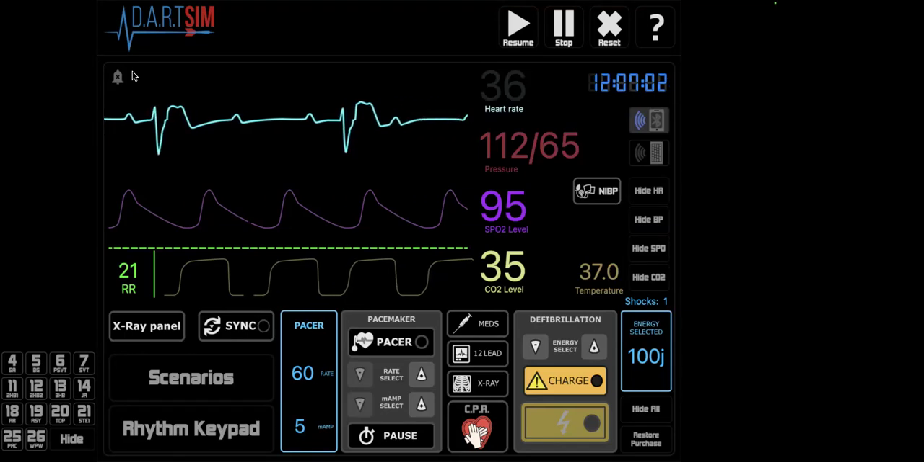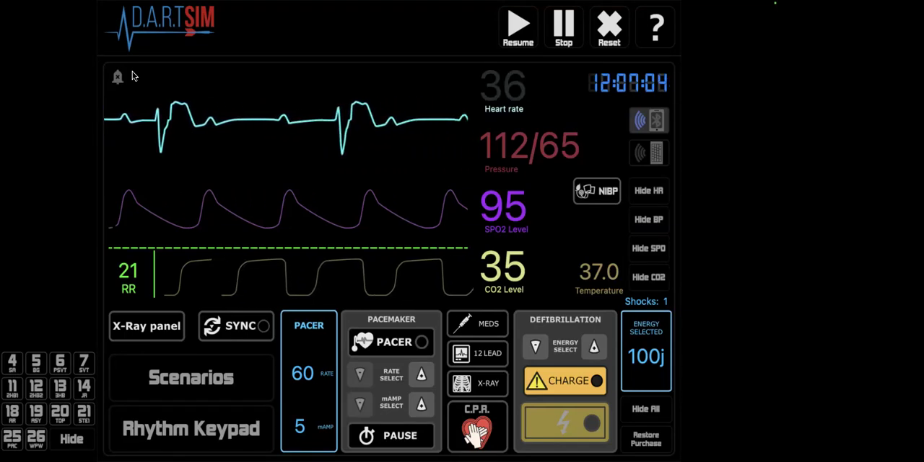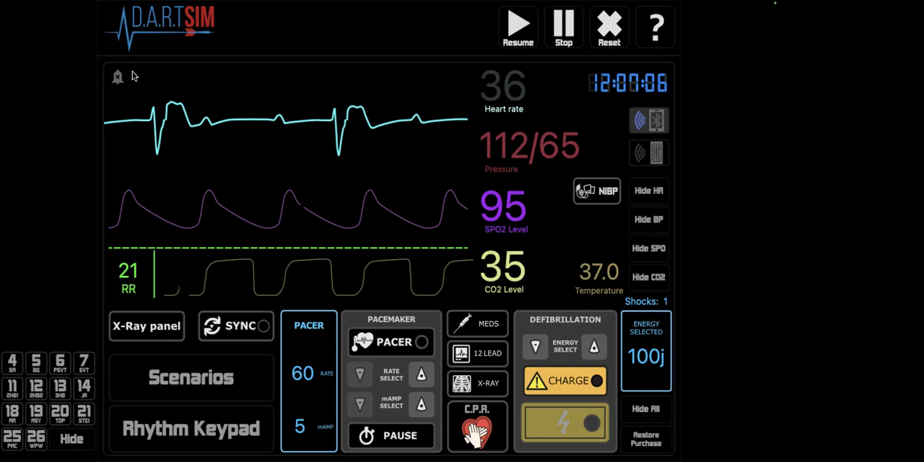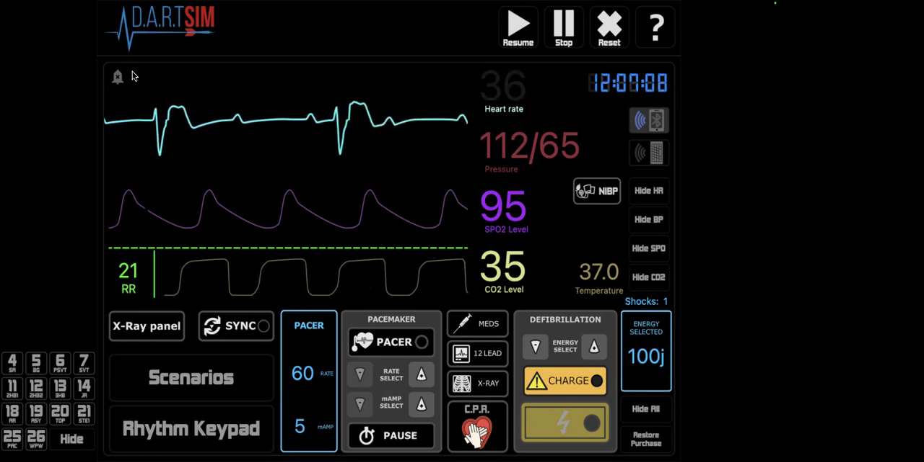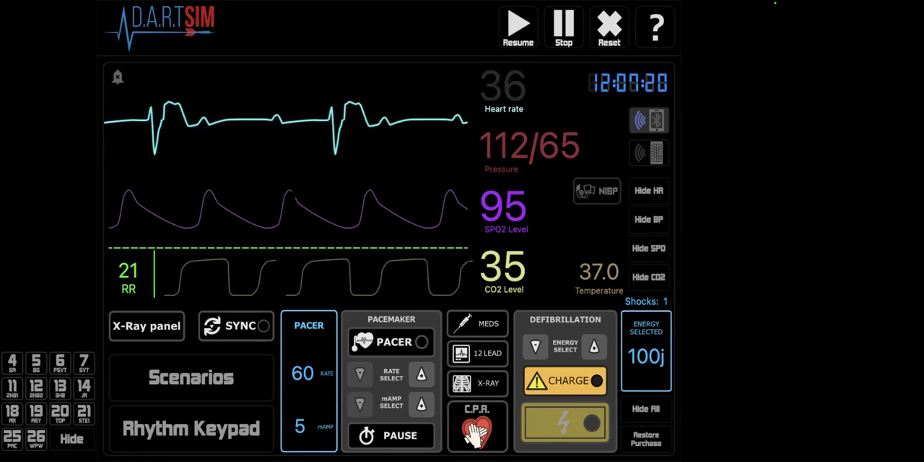There is no correlation between the upper chambers, the atria, and the lower chambers, the ventricles. The two things that I find alarming about this rhythm is first, the heart rate. Heart rate's only 36. So again, I want to check and see what my patient's blood pressure is. So very quickly, I check a blood pressure.